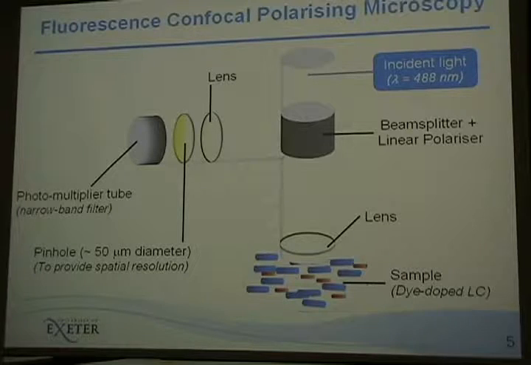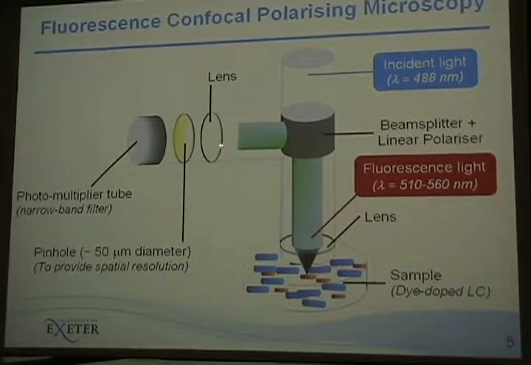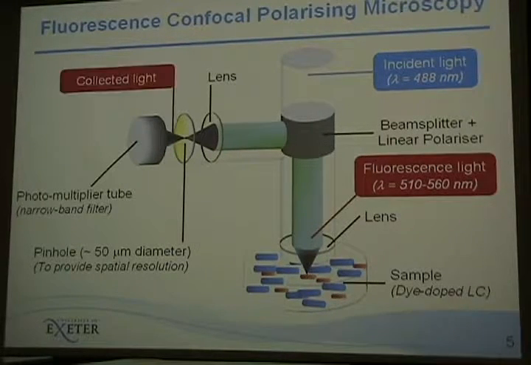So this is a very brief schematic of our optical fluorescent confocal polarising microscope. The incident light comes from an argon ion laser. For the particular dye we're using, it's 488 nanometers. And the light comes in, so it's a collimated beam that comes in, passes through the polarizer, excites our dye, and then the fluorescent light goes back through the polarizer, and then the lens and the pinhole focus it onto our photomultiplier tube so we can detect the intensity at that specific point in the sample.